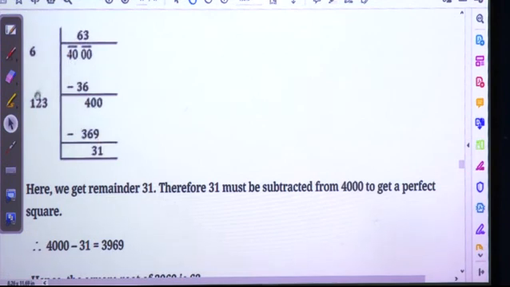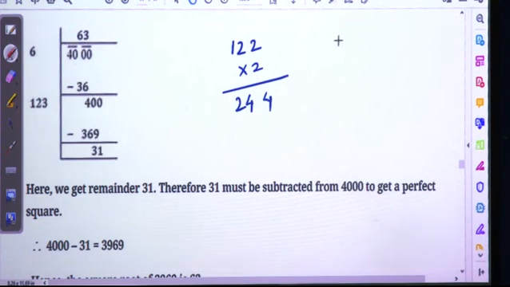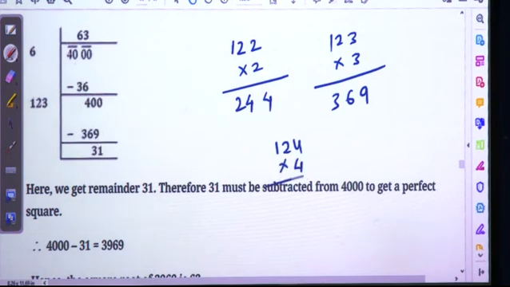Double of the quotient, double of 6 is 12. We are attaching a suitable digit. Let us take 121. If we take it, it is smaller, so we shall try for 2. We are attaching 2 and multiplying by 2. 2 2s are 4, 2 2s are 4, 2 1s are 2. We are attaching 3. 3 3s are 9, 3 2s are 6, 3 1s are 3. We shall attach 4 and we shall check for that also.